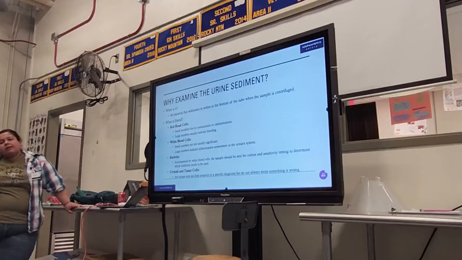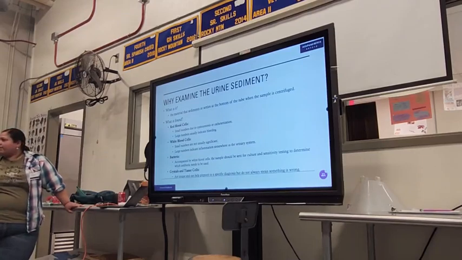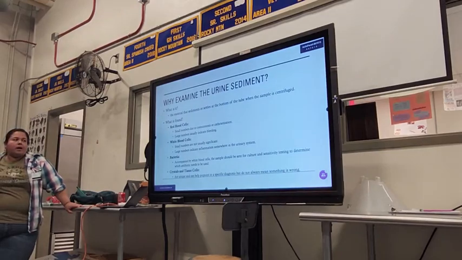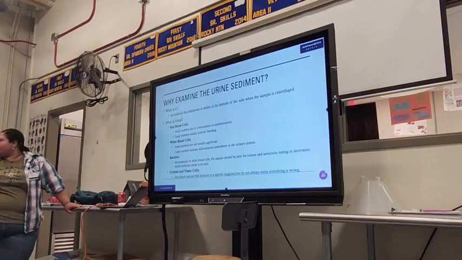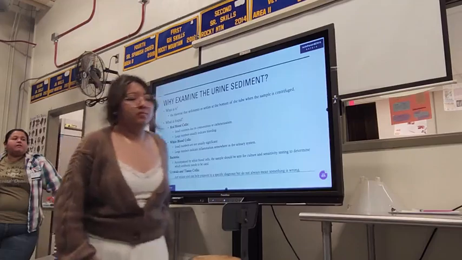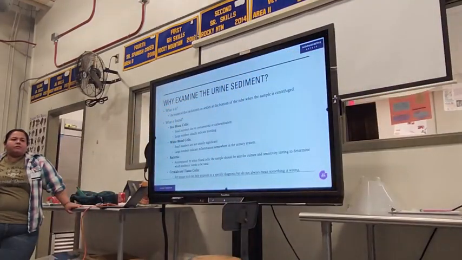If you see white blood cells, what are white blood cells? Anybody remember? The soldiers that do what? They fight against infection. Well, if you see white blood cells in small numbers, it's not usually a significant worry point. Yes, ma'am. Large numbers indicate inflammation somewhere in the urinary system. Okay?